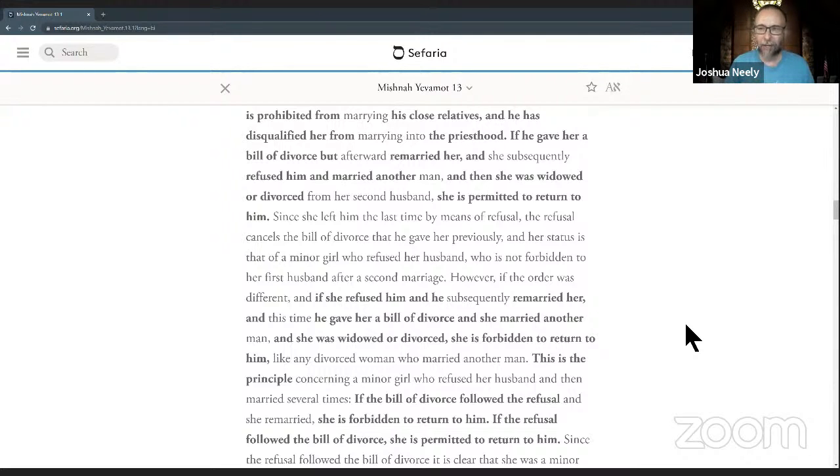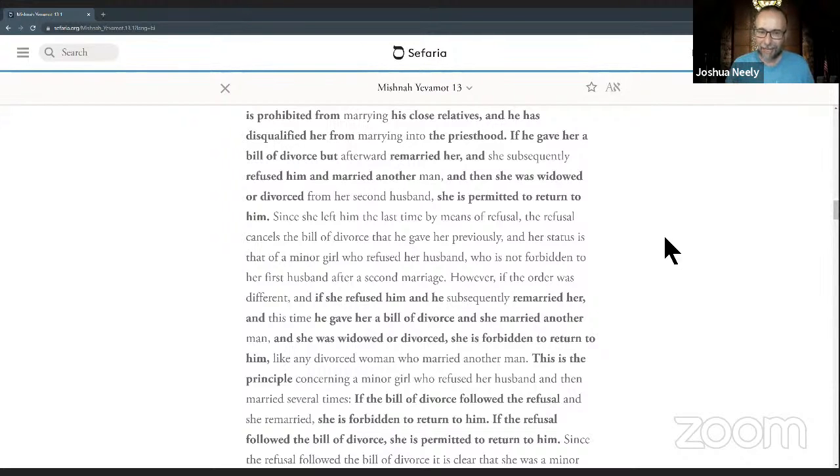Why? Well, our commentary tries to explain. Since she left him the last time by means of refusal, the refusal cancels the bill of divorce that he gave her previously, and her status is that of a minor girl who refused her husband, who is not forbidden to her first husband after a second marriage. Now, all of this presumes that she was still a minor at the time of the last relationship, the refusal that she had with her first husband, because only a minor is exercising the right of refusal. Everyone else would be following normal divorce proceedings.